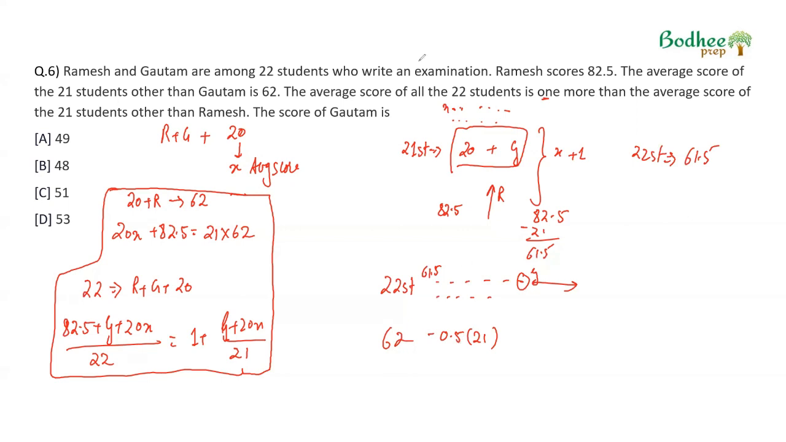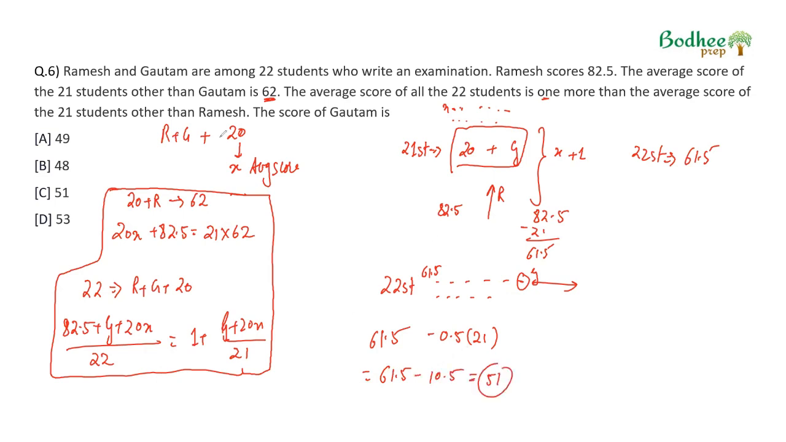Out of 61.5, 22 students have 61.5 each. Out of 61.5 that Gautam has, when he goes away, he will give half a mark to each remaining 21 students, so that everyone now has 62 apart from Gautam. So Gautam will go away with 61.5 minus 10.5, which is 51.